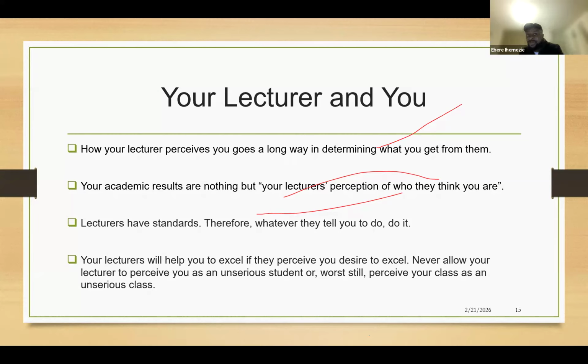If your lecturers perceive you as an unserious student, if you've been banging F's and D's and C's and you are coming to complain, their motivation won't be there for anybody to go the extra mile, because that's the kind of results you've been producing. That's the perception we have about you as lecturers, the lecturer-student perception.